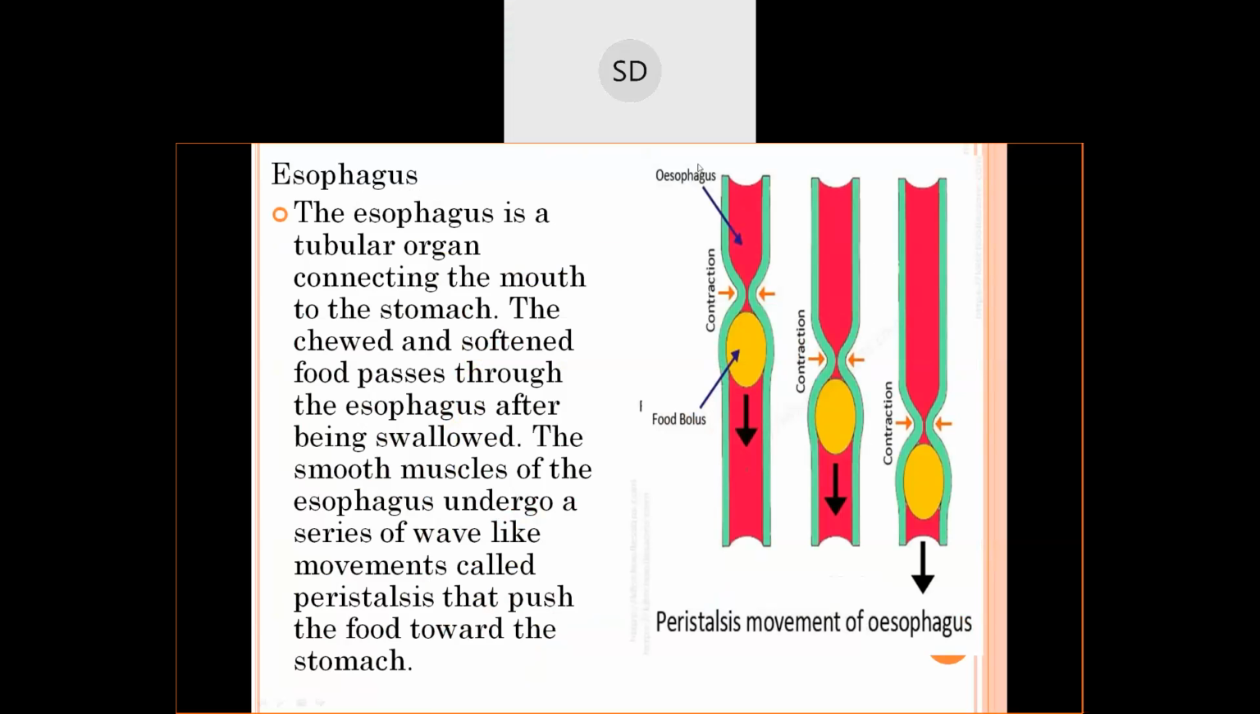Esophagus. The esophagus is a tubular organ conveying the food to the stomach. The chewed and softened food passes through the esophagus after being swallowed. The smooth muscles of the esophagus undergo a series of wave-like movements called peristalsis.